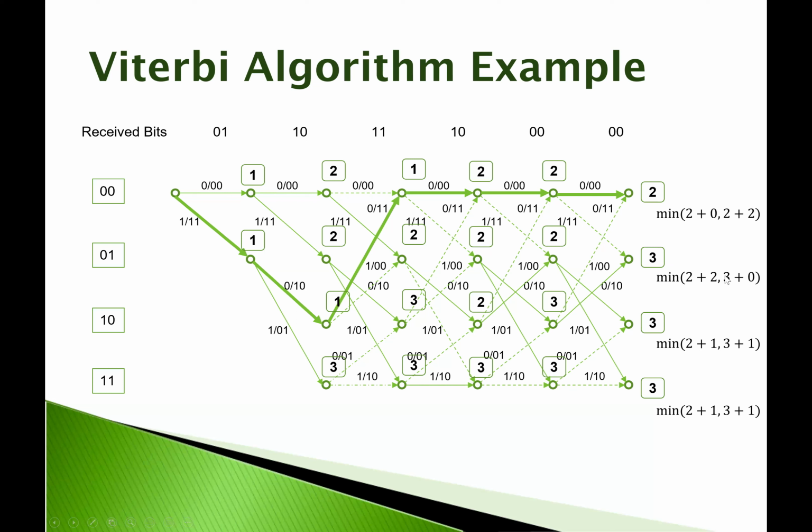So now we have a 4 versus 3. So we retain the 3. 3 versus 4, we retain the 3 and X out the other one. And again, 3 versus 4. So we have this transition as the survivor, and this one as the one we cancel out.